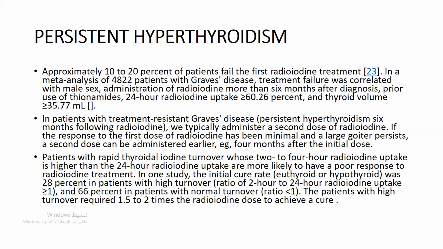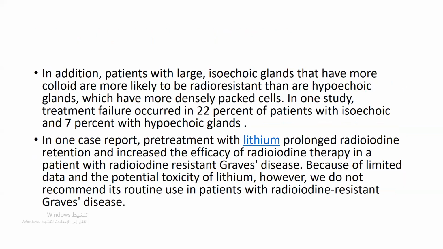Patients with rapid thyroid iodine turnover, whose 2 to 4 hour radioiodine uptake is higher than the 24-hour radioiodine uptake, are more likely to have a poor response to radioiodine treatment. In one study, the initial cure rate was 28% in patients with high turnover and 66% in patients with normal turnover. These patients with high turnover required 1.5 to 2 times the radioiodine dose to achieve a cure. In addition, patients with a large isoechoic gland, which has more colloid, are more likely to be radio-resistant than those with a hypoechoic gland, which has more densely packed cells.